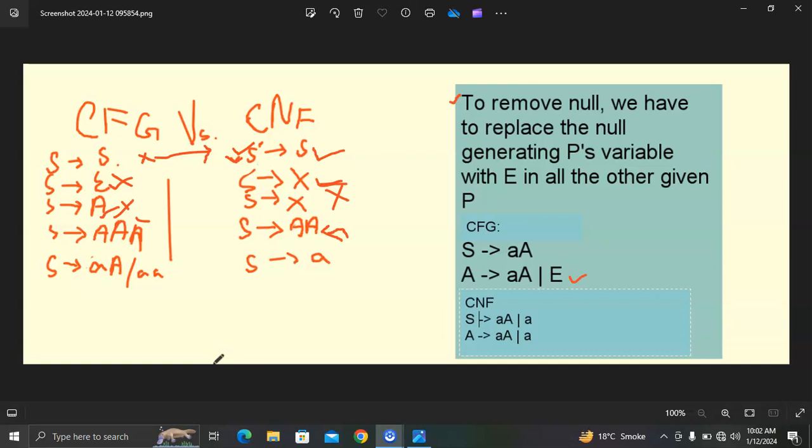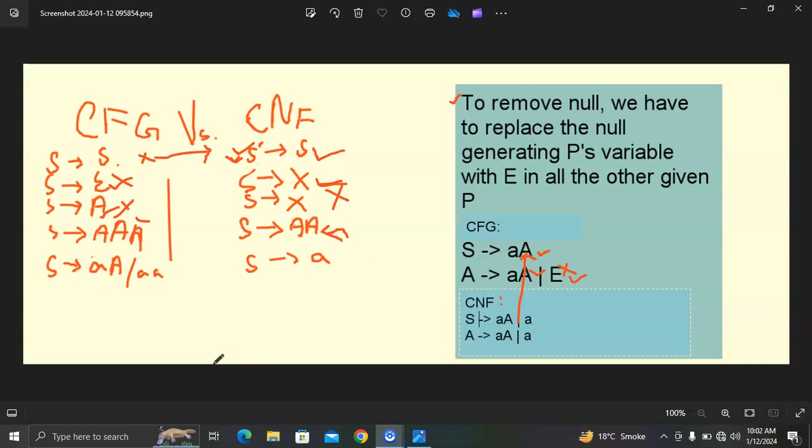So our task is to remove this epsilon from the grammar. To remove this epsilon, as we have just read above, we have to replace this A with epsilon in our grammar to convert it into CNF. So let's check its CNF form, how we have converted it. Let's see the first production rule. Here we have written the grammar as it is. This is the first production rule of CFG, right?